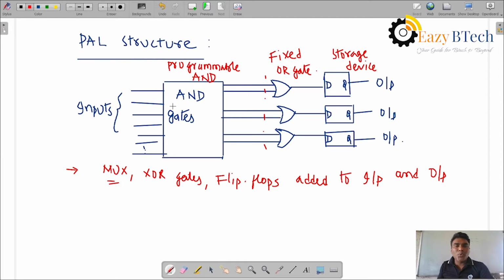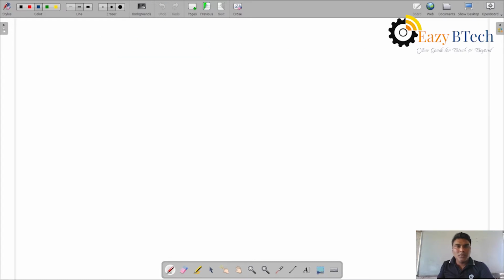Only the AND gate is programmable with respect to the input. The OR gates, flip flops, multiplexer and XOR gates are external gates which can be connected to this, at the input and output. So this is a PAL structure. Let us see the detailed information about this PAL structure.